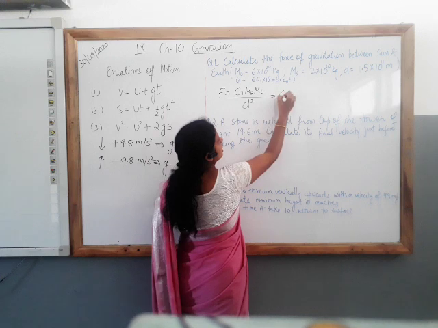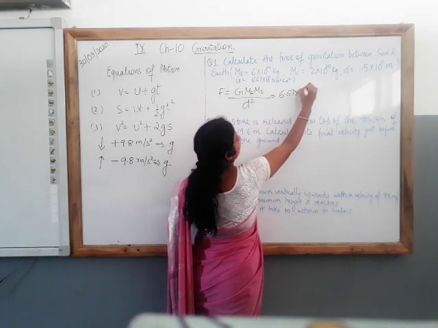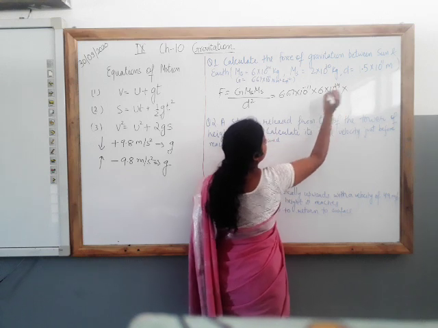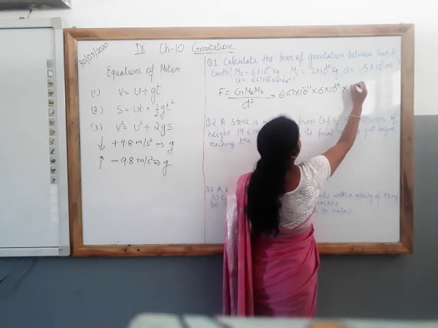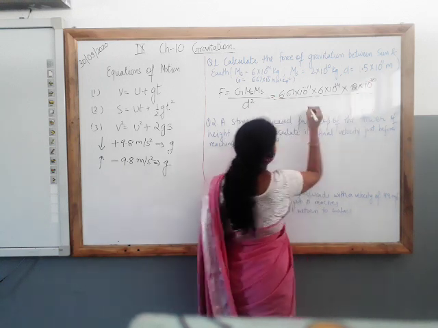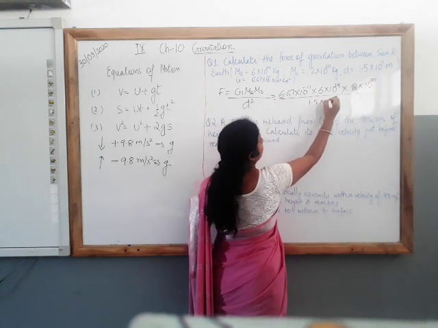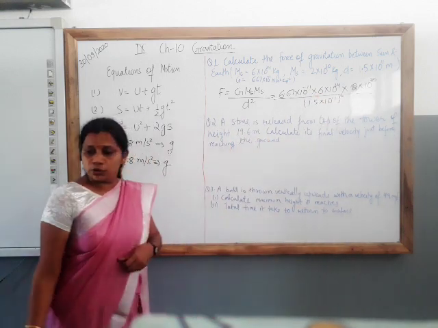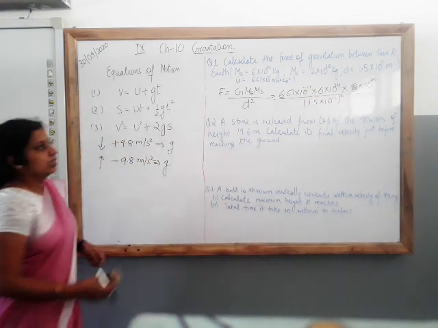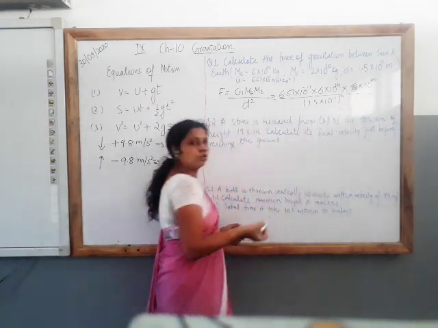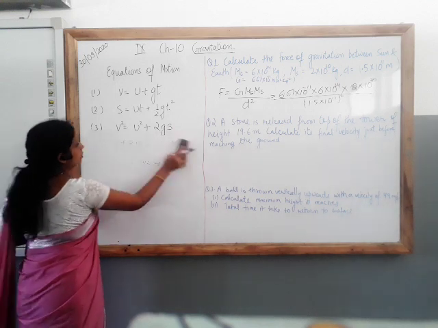So your G value is 6.67 into 10 power of minus 11, mass of Earth 6 into 10 power of 24 kg, mass of Sun 2 into 10 power of 30 kg, and the square of the distance means 1.5 into 10 power of 11, the whole square. Now you have to solve this. In solving this, it is important to clear the concept of these powers, how to solve them, because I will do this here.